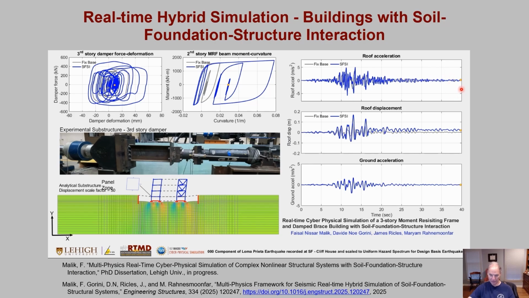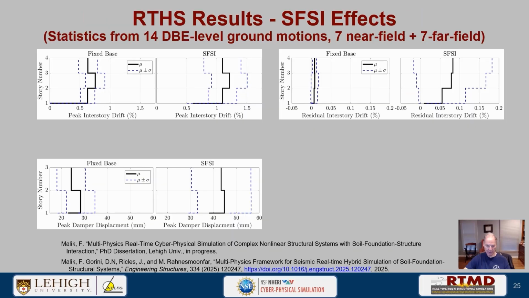The roof accelerations, well, they kind of go back to 0 as you expect, but look at the residual drift. I don't have the number here. It's actually documented in the paper shown at the bottom here, but there is residual drift. And here is that ground acceleration. This is, by the way, at the design basis earthquake level.